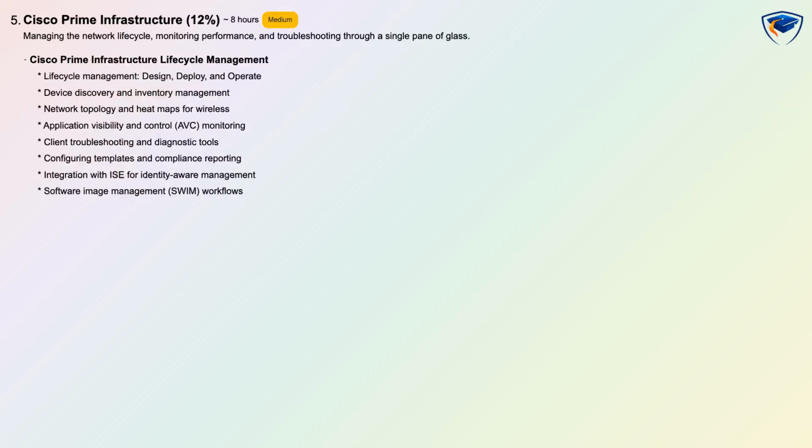The Cisco Prime Infrastructure domain, carrying 12% of the total weight, focuses on managing the network life cycle, monitoring performance, and troubleshooting through a single pane of glass. This domain is further divided into topics such as Cisco Prime Infrastructure Lifecycle Management, which includes lifecycle management, design, deploy, and operate, device discovery and inventory management, and more.